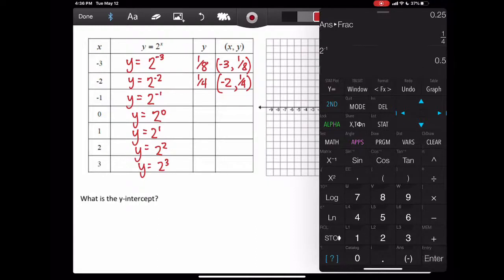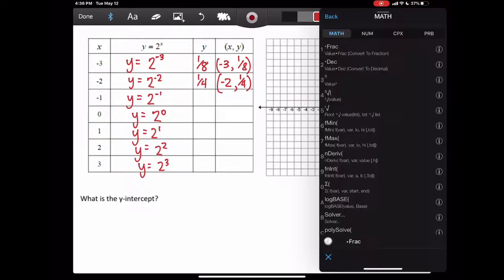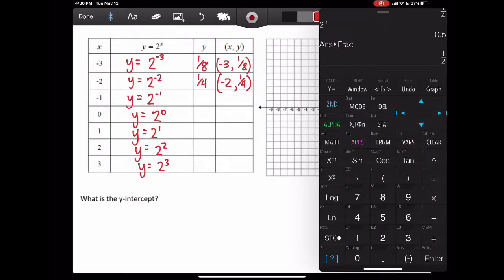Okay, I have 2 raised to the -1 power. That's going to give me 0.5. If you see, I'm getting bigger. I'm increasing. My numbers are getting bigger in my function here. So I'm going to have 0.5. I'm going to change that to a fraction. Math, number 1 for fraction, enter. That's going to give me 1/2. My ordered pair will be (-1, 1/2).